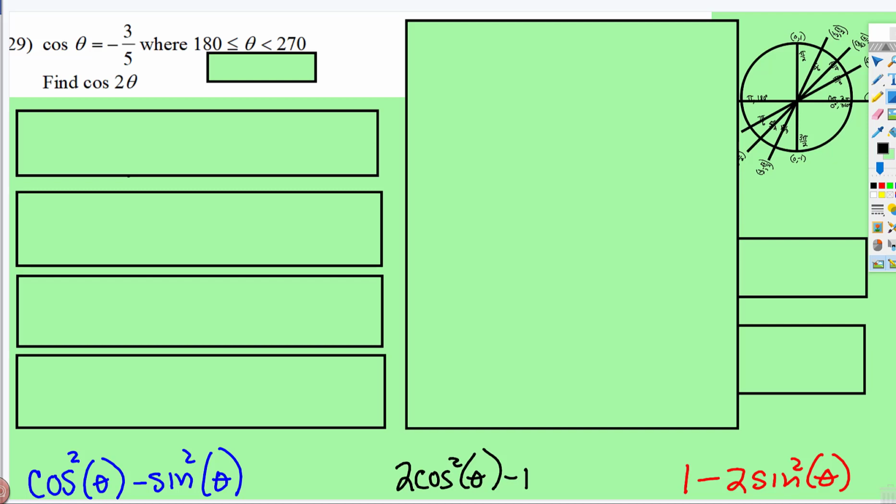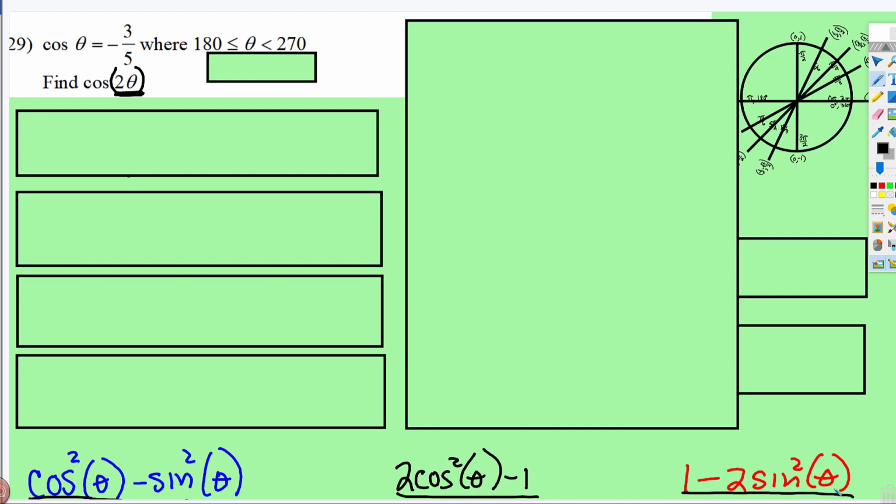Okay, now we're going to tackle the cosine double angle identity. We know that because of this right here. That says 2 theta, indicating the double angle, right? Well, remember cosine 2 theta, there are 3 identities. There's cosine squared, subtract sine squared. There's 2 cosine squared theta, subtract 1. And then finally, 1 subtract 2 sine squared theta.